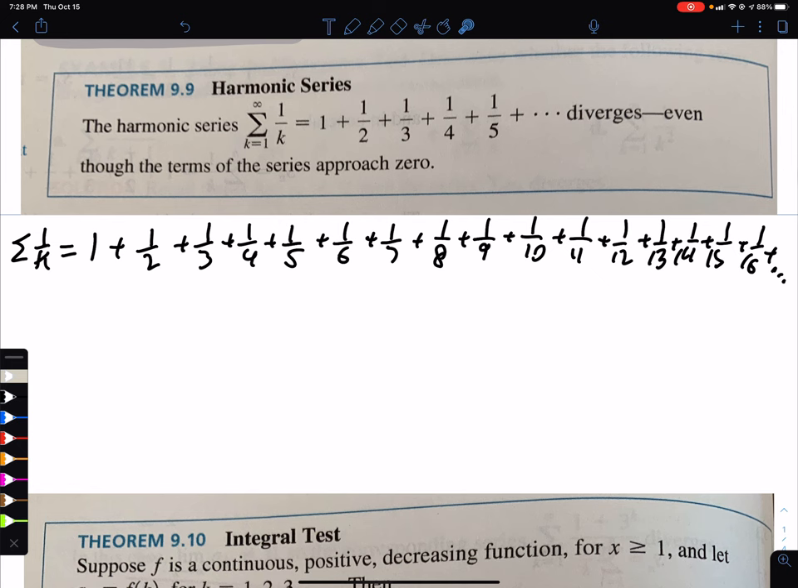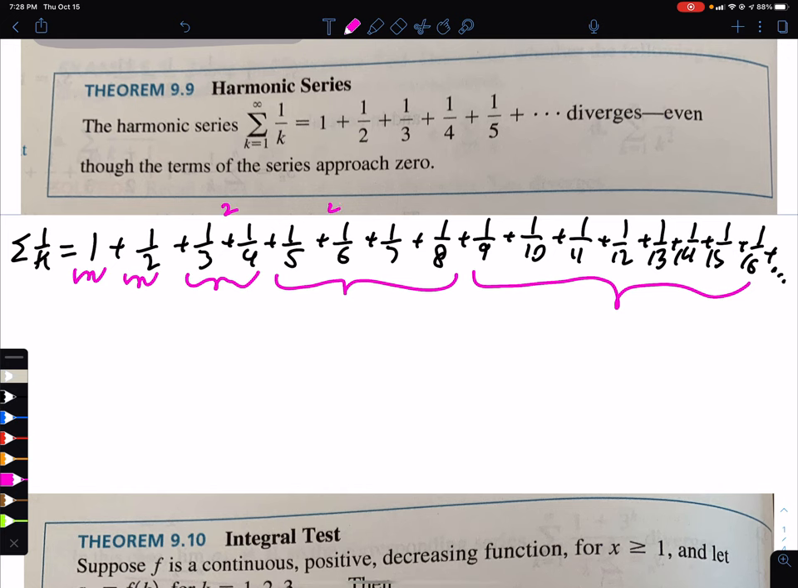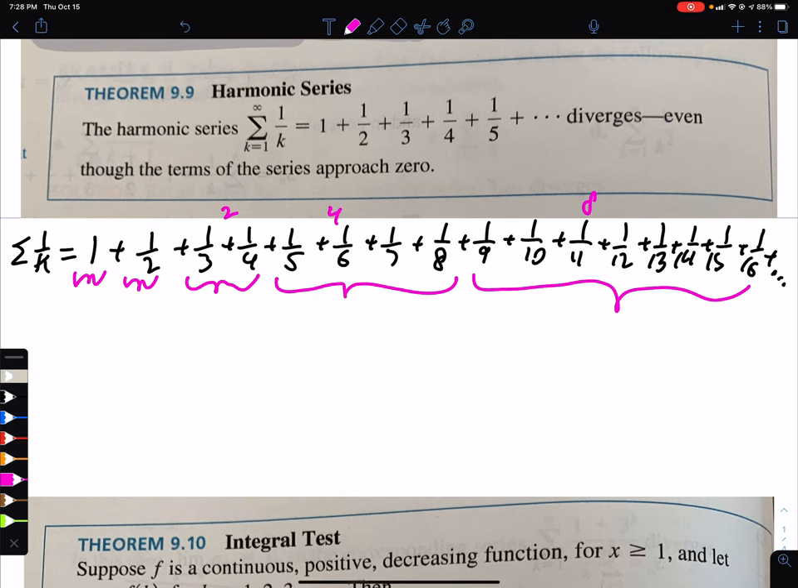Some of you may follow this okay, and some of you may be a little confused. I'm going to break these into different groups. Here's my first group. My second group is here. My third group, I'm going to pick off 2 of these, and then I'm going to take 4 of these, and then I'm going to take 8 of these. So I'm going to start with 2 terms, 4, 8. The next set's going to be 16, then 32. Why am I doing this? You will see. That's 1, and that's 1/2.